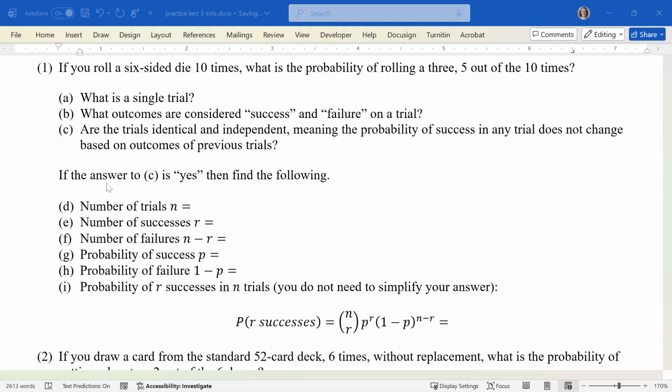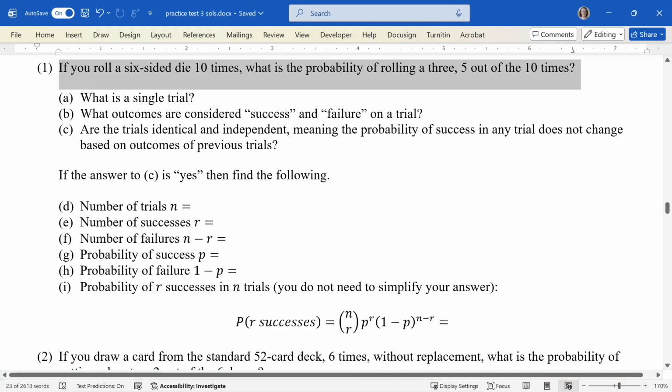Okay, so let's go ahead and look at the first one here. If you roll a 6-sided die 10 times, what is the probability of rolling a 3, 5 out of the 10 times? So 6-sided die is just like a regular die. It's just die is the singular of dice. So I'm picking it up, I'm rolling it 10 times. What is the probability that it rolls a 3 half of the times, 5 out of 10?